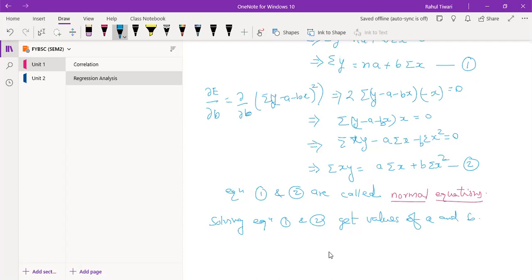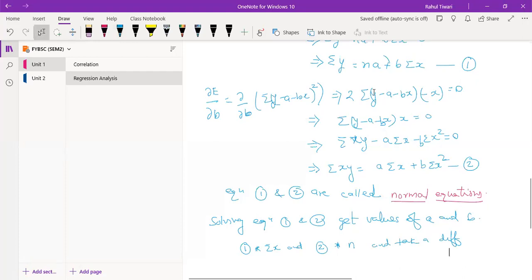Kya multiply karenge? Can you tell? Anyone tell? You know how to make it, right? Either you make the coefficient of a the same here. So if you multiply by summation of x here and n here, it becomes the same. So equation number one, multiply with summation of x and equation number two, multiply by n and take a difference. So kya milega?